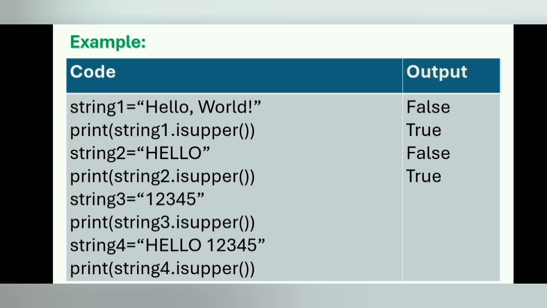So the isupper method will return a Boolean true value if the string has at least one letter and all the letters are uppercase. Otherwise, the method returns false.